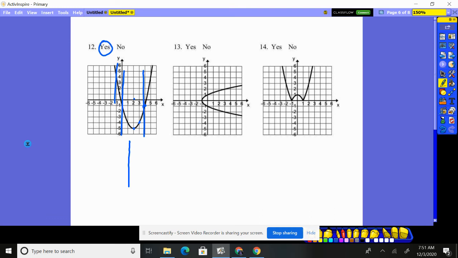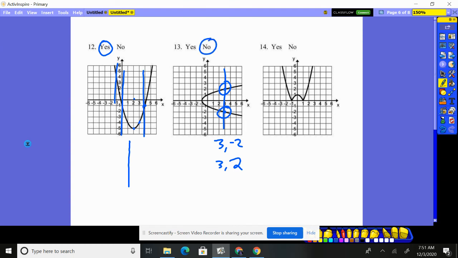Unlike this guy, notice when you plug 3 in, you get an answer there and there. That does not pass the vertical line test. It hits in two spots. So when x was 3, we had an answer of -2, and when x was 3, we had an answer of +2. That is not a function.